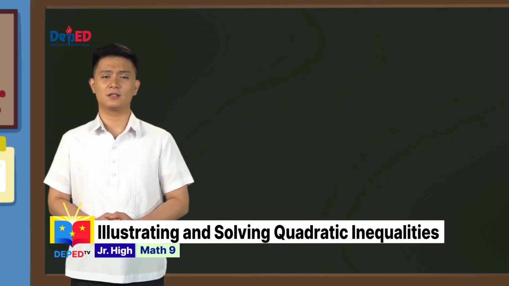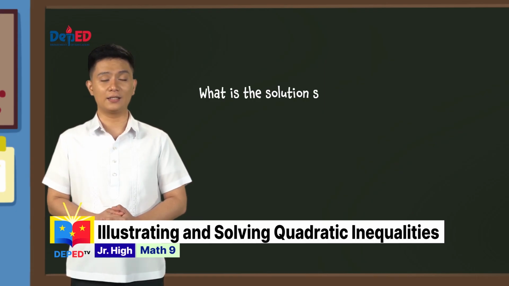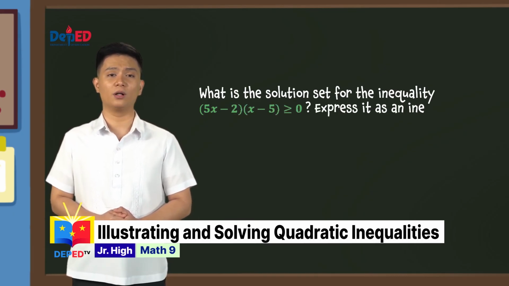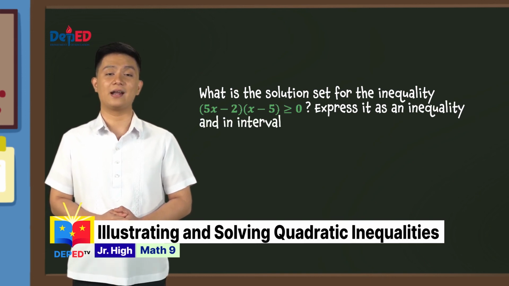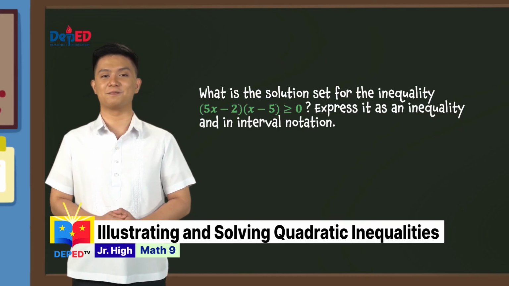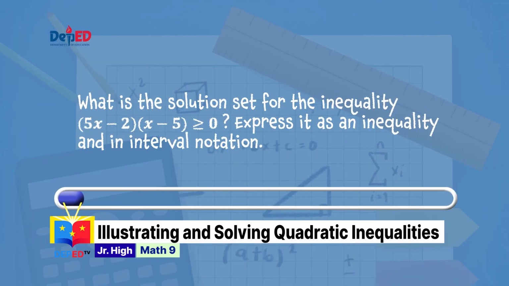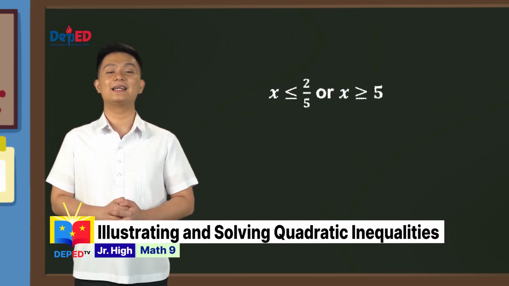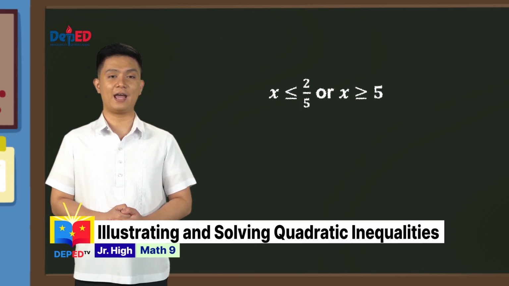For item number 7, what is the solution set for the inequality expressed as binomial 5x minus 2 times binomial x minus 5 is greater than or equal to 0? Express it as an inequality and in interval notation. 10 seconds, go! And time is up. As an inequality, the solution set is x is less than or equal to 2/5 or x is greater than or equal to 5.